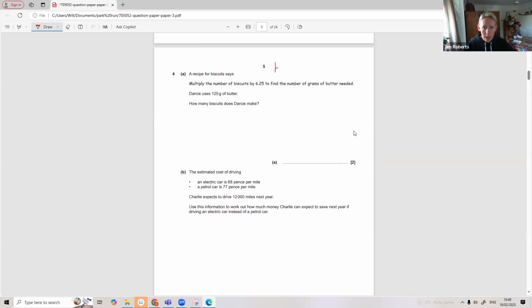Multiply the number of biscuits by 6.25 to find the number of grams of butter needed. I've got the amount of butter, so I need to divide it by 6.25 to work out the number of biscuits. 20.